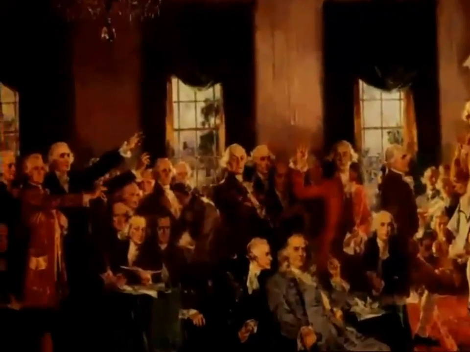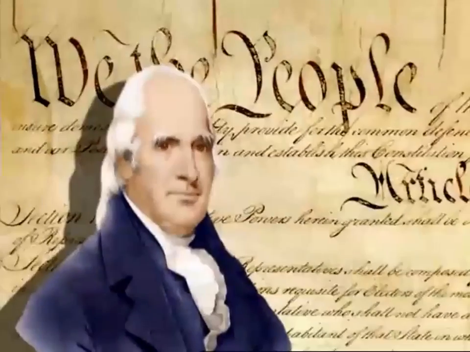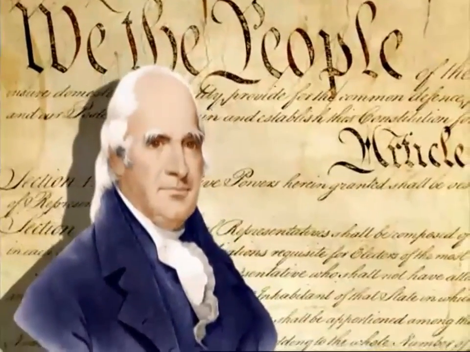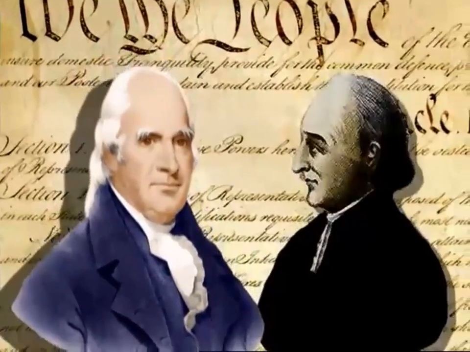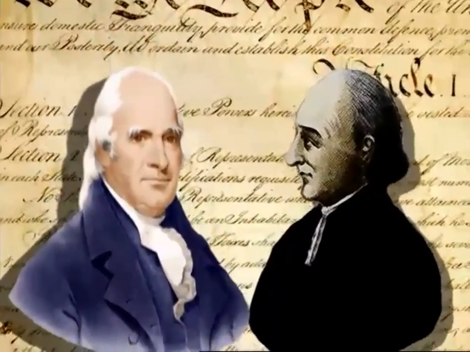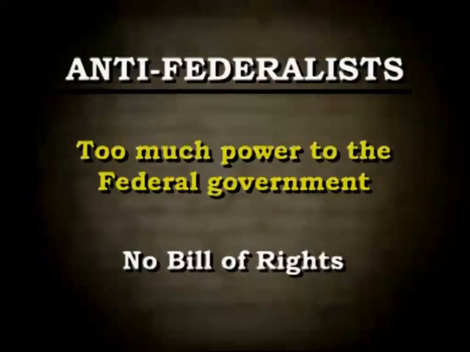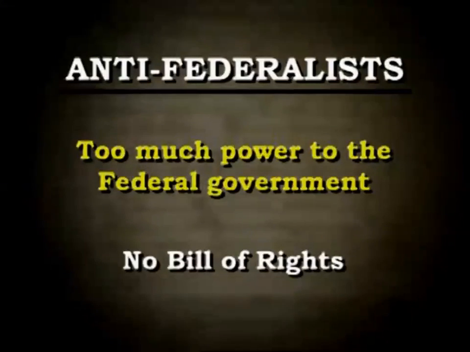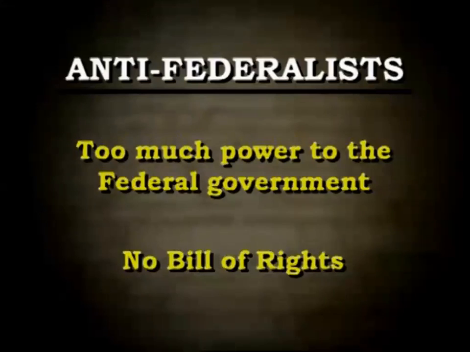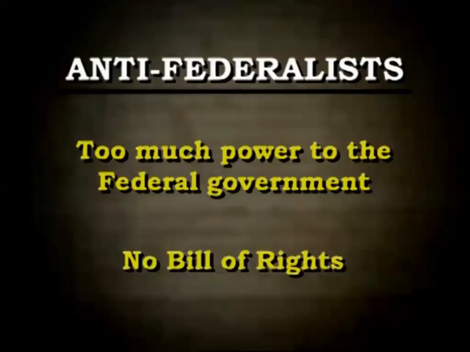There were strong opinions on both sides of the ratification issue. Those who opposed it were called anti-federalists. Their leading voices included George Clinton, the governor of New York, and Robert Yates, a convention delegate, also from New York. They believed the Constitution gave too much power to the federal government. They also criticized the absence of a Bill of Rights guaranteeing individual liberties such as freedom of speech.